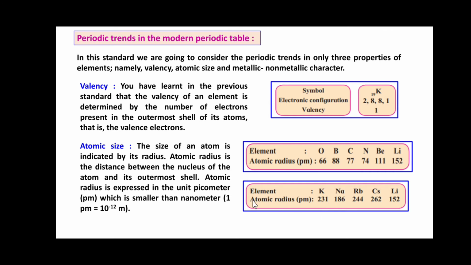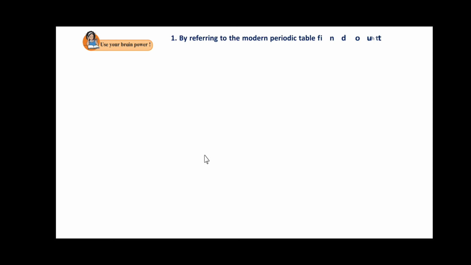So friends, here we will get some ideas regarding the relation between radius and that of the. So here again, you must use your brain power and answer some questions by referring to the modern periodic table. By referring to the modern periodic table, find out the groups in which the above elements belong.